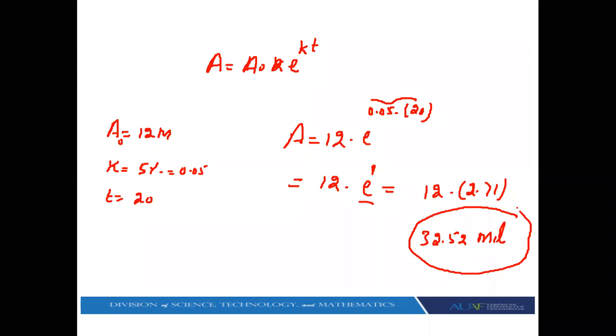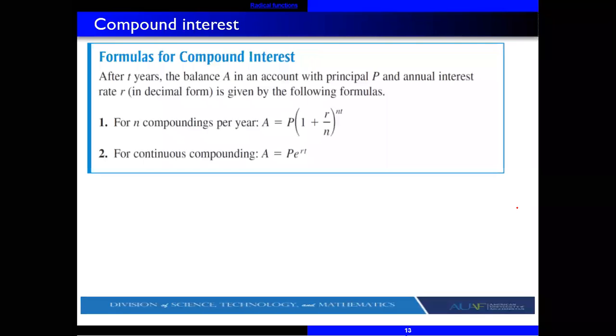This was the first application of e, the first application of the exponential function we use for exponential growth and exponential decay. Exponential growth means population growth. When population is increasing, k value is positive, something is increasing. When k value is negative, then something is decreasing. But both have the same model. A is equal to A naught e power kt.